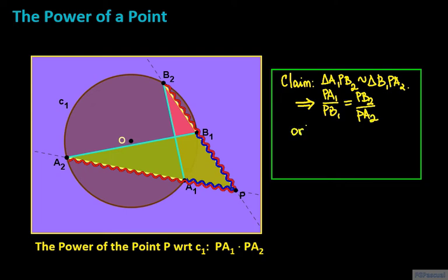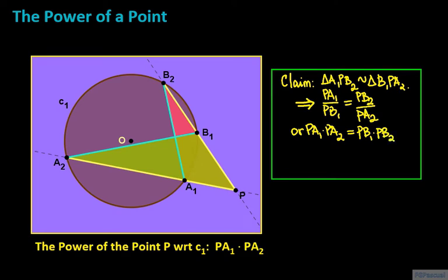And if we cross multiply, we get PA1 times PA2 equals PB1 times PB2. Observe that this product on the left is what we had defined earlier as the power of the point P with respect to C sub 1. But what the right side of the equation also says is that we can use any other secant line to define the power of the point P with respect to C sub 1. And so the implication is that the power of a point with respect to a circle depends only on the point and the circle.